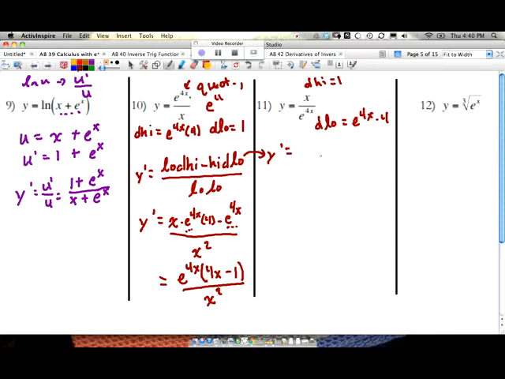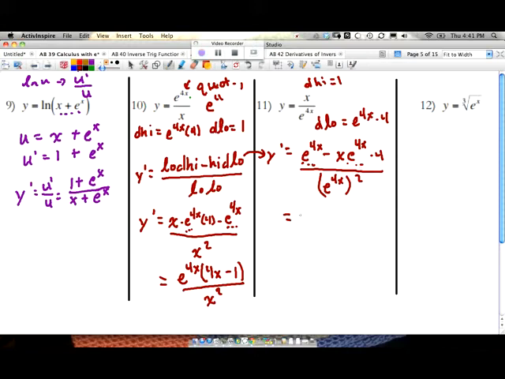Y prime, of course, is this same pattern, low d high minus high d low, except now the low and the high have switched. So low d high is going to be e to the 4x times 1, minus high d low. That's x times e to the 4x times 4. All over, now we got e to the 4x squared. I can simplify that denominator there, but I actually want to leave it alone for a second.